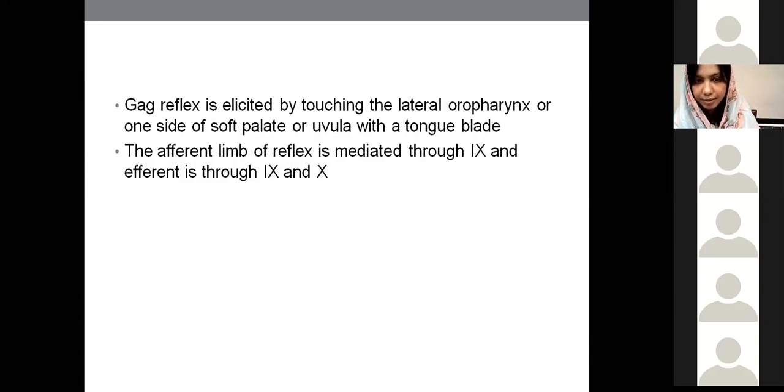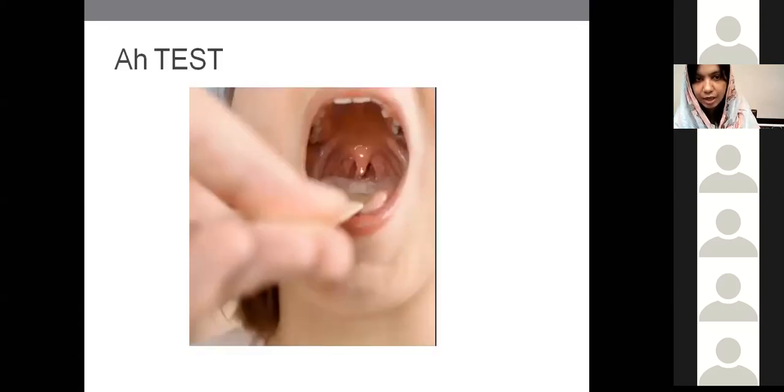Gag reflex is elicited by touching the lateral oropharynx, one side of the soft palate or uvula, with a tongue blade. The afferent limb of the reflex is mediated through the 9th, and the efferent is through the 9th and 10th. This is the Ah test. In the Ah test, you just ask the patient to open the mouth and say ah, right? And you note the position of the uvula and the palate: there should be equal elevation of the palate and the uvula should be central, right?